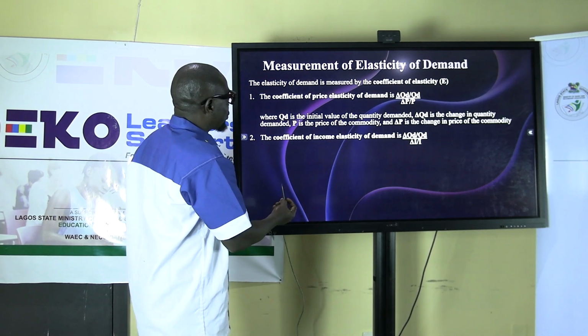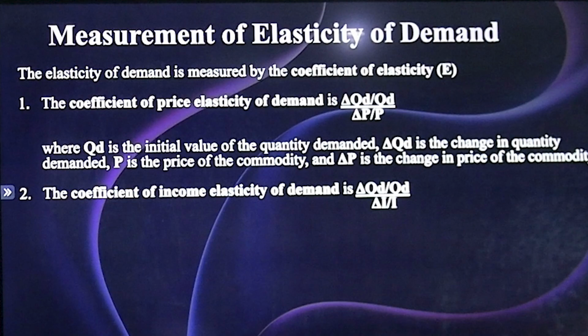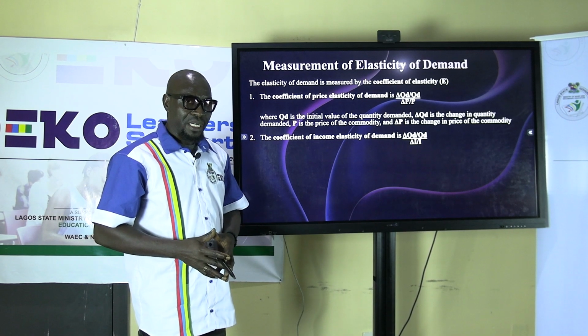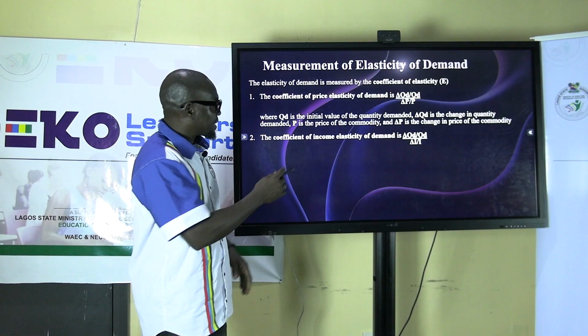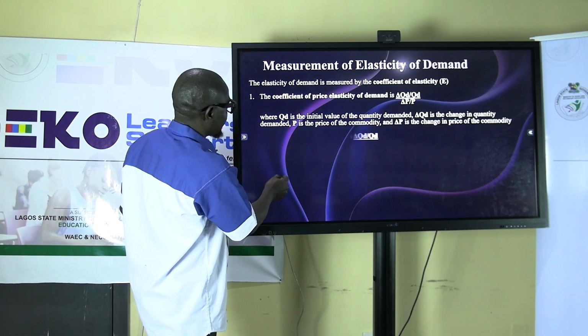Just as we explained for price elasticity of demand, delta QD here is the change in quantity demanded, and is essentially also the difference between the original or initial quantity demanded and the new or current quantity demanded. And delta I.